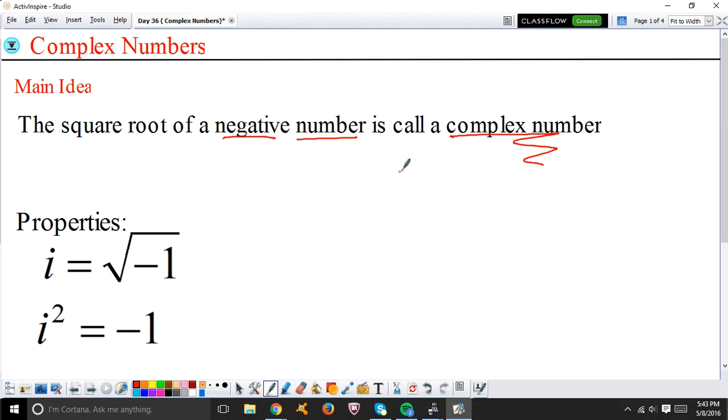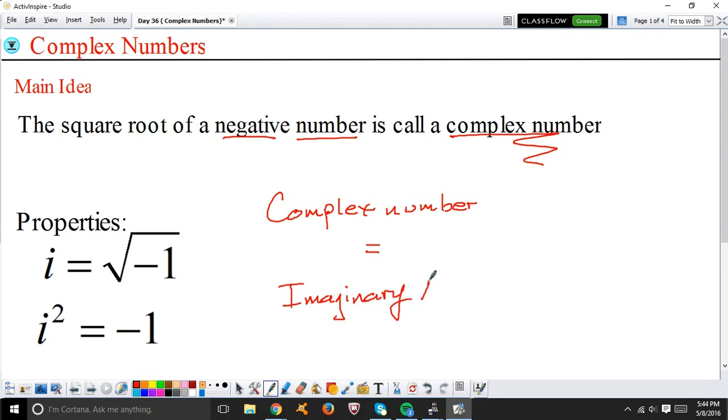Now, the complex number is the same as an imaginary number. They refer to the same idea. When you take the square root of a negative number, we can call that a complex number, or we can also call that the imaginary number. Now, why do we call that the imaginary number? It's because we use the letter i to represent the square root of a negative number.